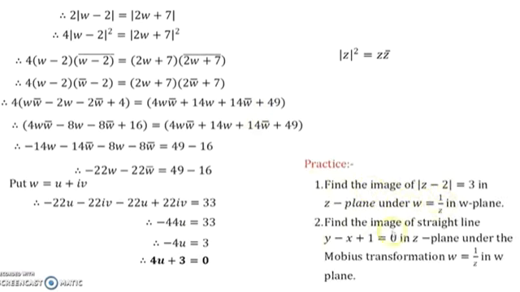We may have some practice problems for your own practice.